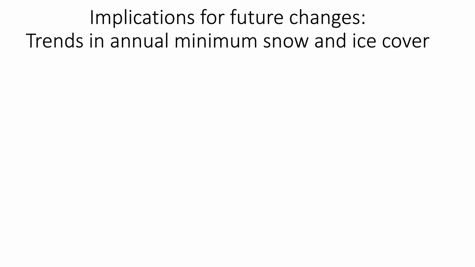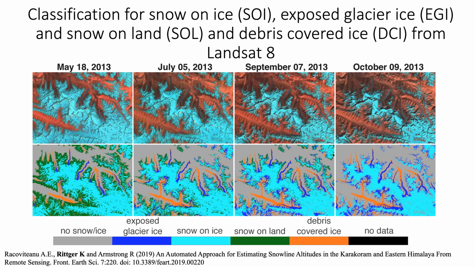We have done some similar analysis earlier, as I mentioned, separating the surface into different classes. The top row of the image here shows a false color RGB where snow and ice are light blue and soil and rock are red. The bottom row shows the class of exposed glacier ice, here in dark blue, snow on ice in light blue, snow on land in green, and debris-covered glacier ice in brown.